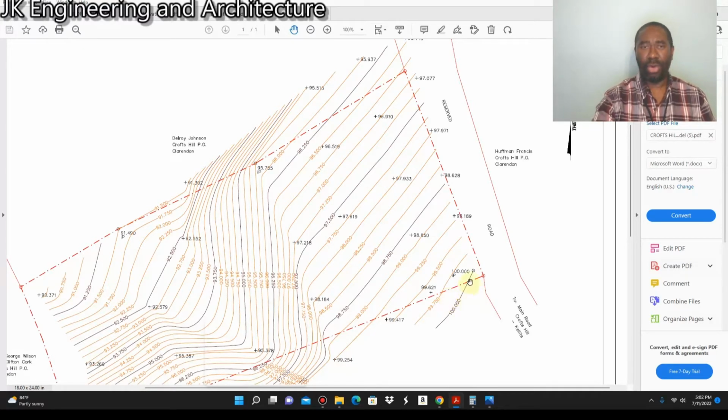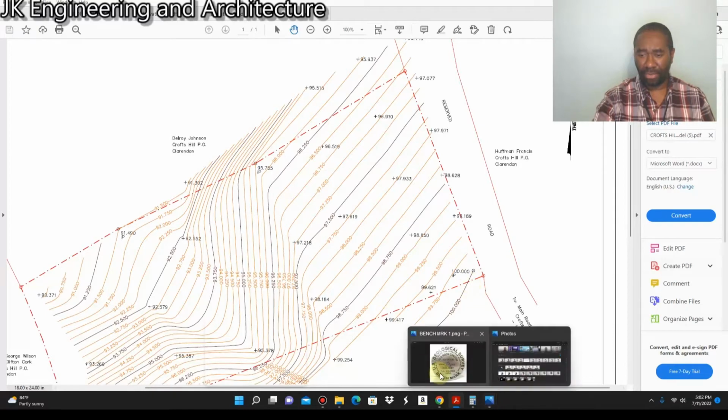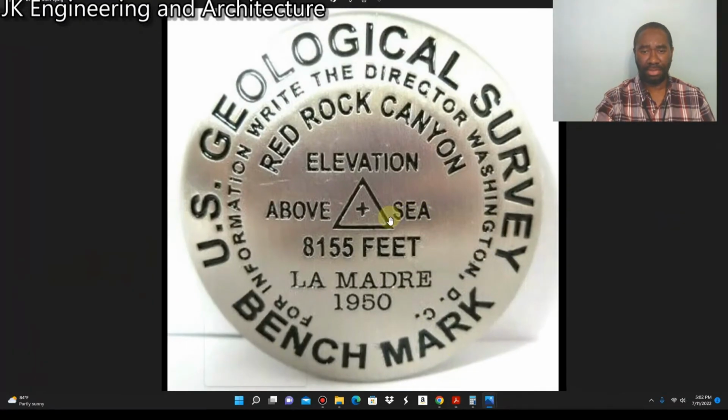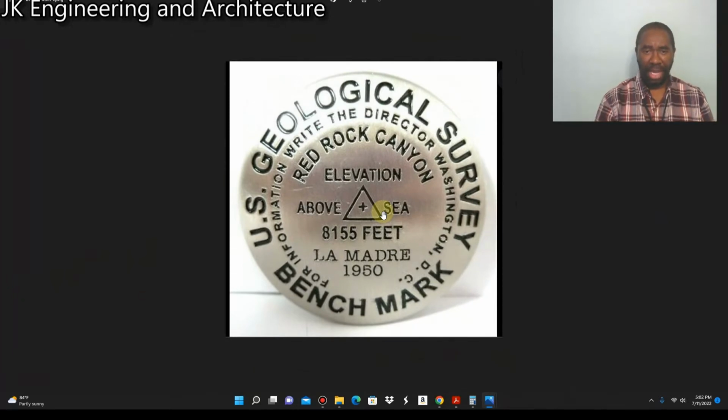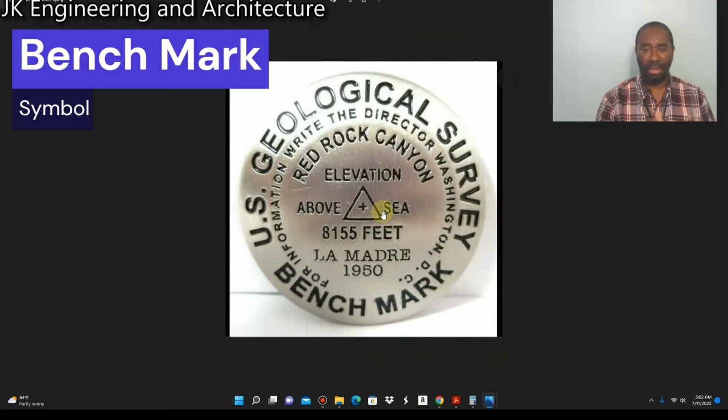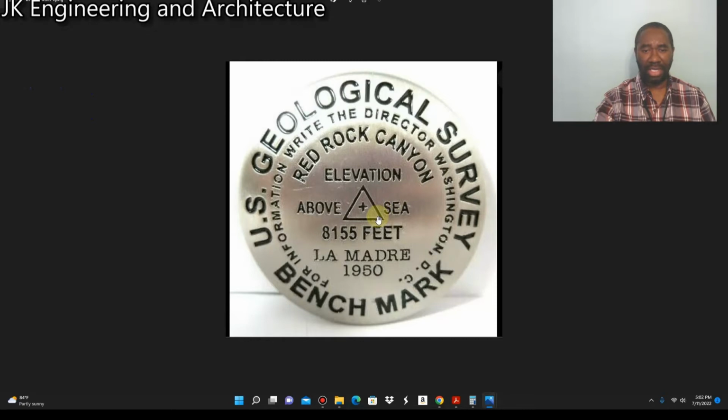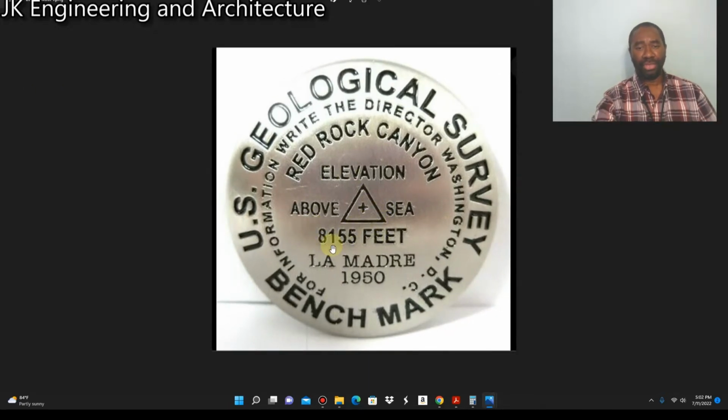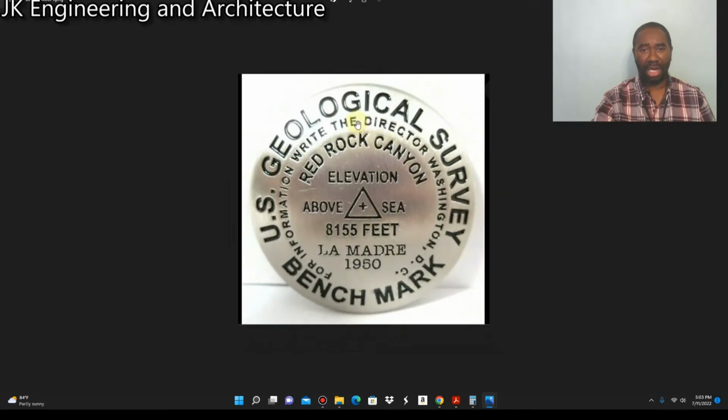So if you don't know what a benchmark is, let me show you a symbol of what a benchmark represents. So this represents a benchmark. Where I live, I can find a couple of these, but I have gotten this picture online to show you what a benchmark looks like. As you can see here, this benchmark is telling you that this point where it is located is 8,155 feet above sea level. Elevations, I must tell you again, are taken above or below sea level, but usually above sea level. So this is what a benchmark looks like.